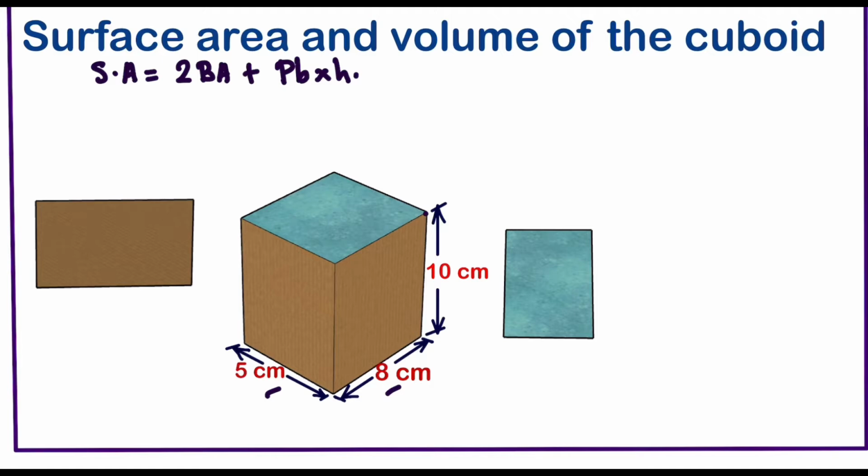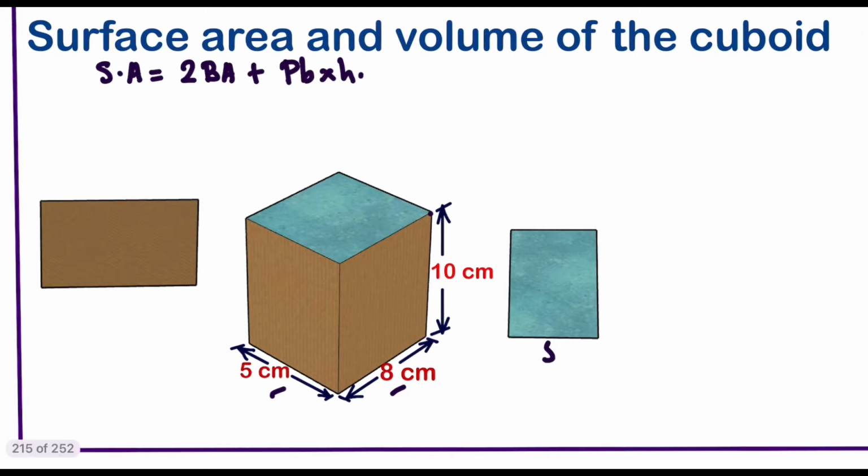Looking at this cuboid, what will be the base? This is our base. The reason why we have 2 times the base is because the top and the bottom are the same. So we are going to consider this as our base. We consider the dimensions of the base, we have 5 and 8. So times 2 because the top and the bottom are the same.